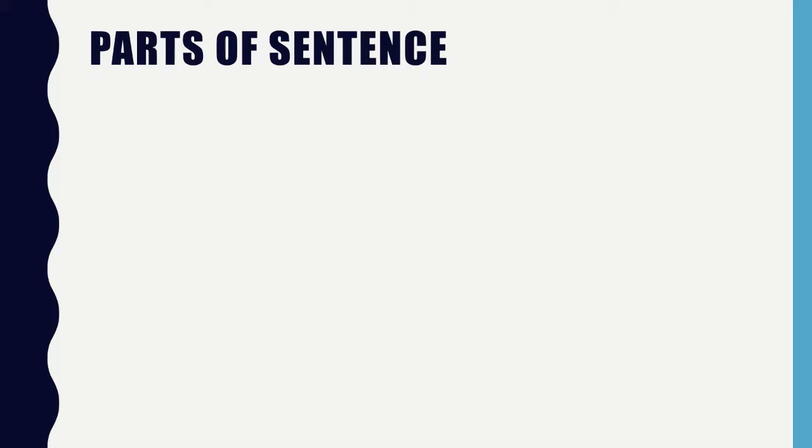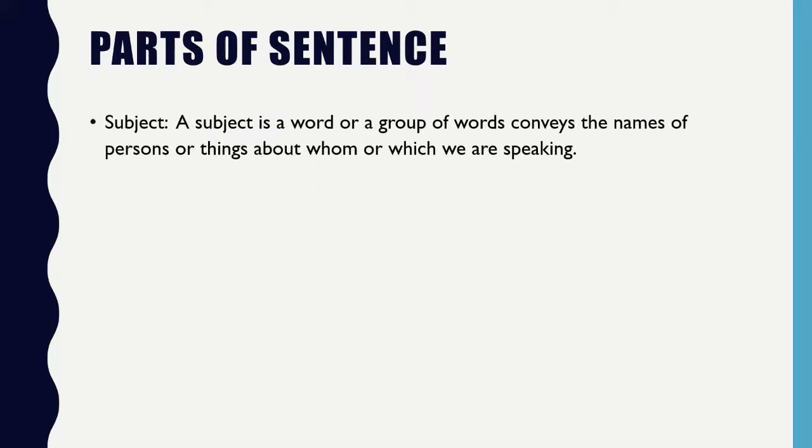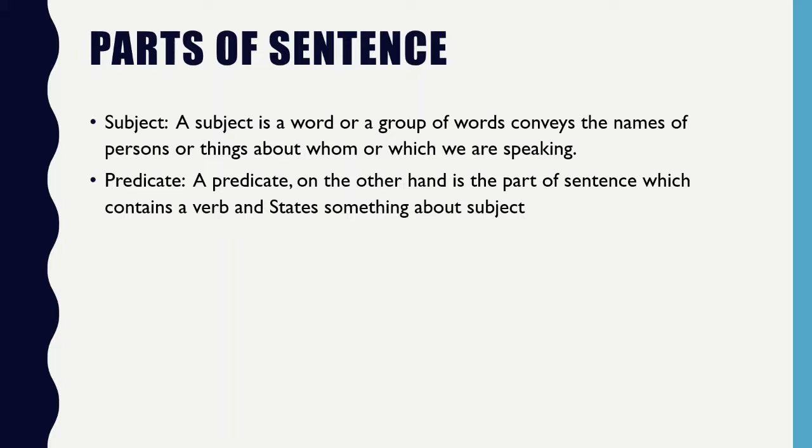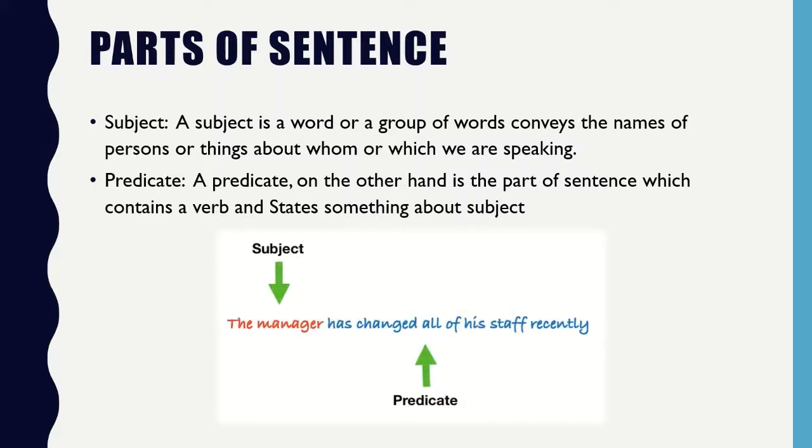Next, parts of a sentence. Here we have two parts of a sentence. First is the subject, another is the predicate. A subject is a word or group of words that conveys the name of the person or thing about whom or which we are speaking. A predicate, on the other hand, is the part of the sentence which contains a verb and states something about the subject. Let's take an example: the manager has changed all of his staff recently. In the previous example, the manager is the subject, and has changed all of his staff recently, the remaining part of the sentence, is the predicate.